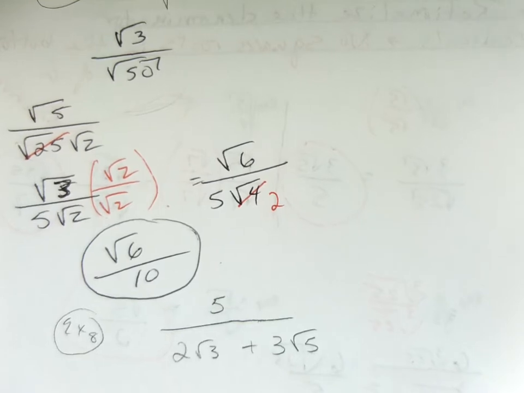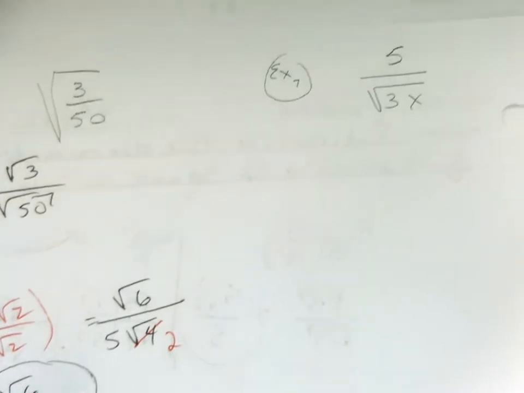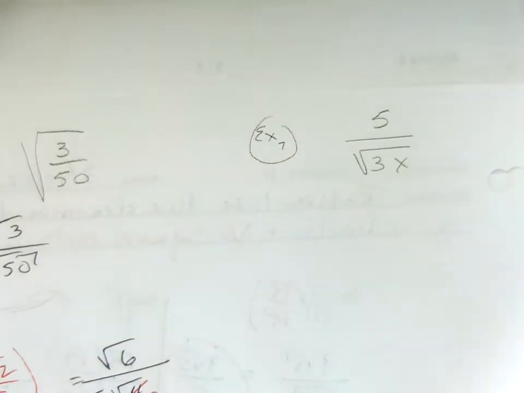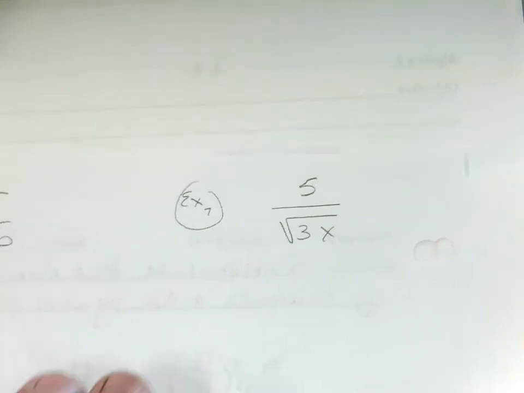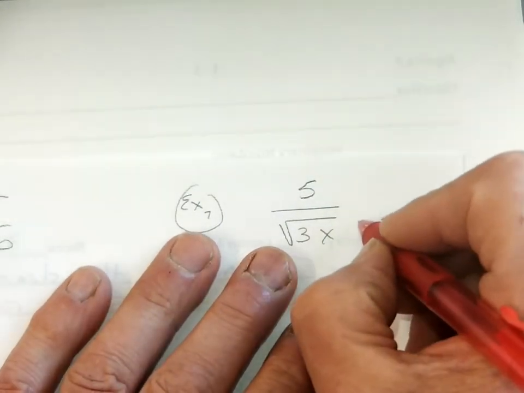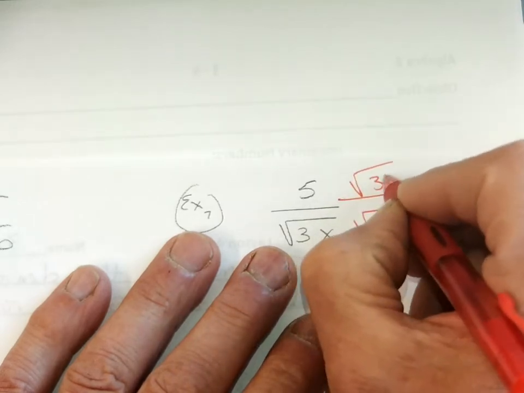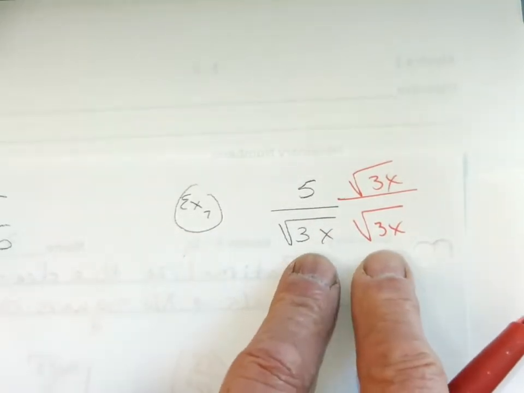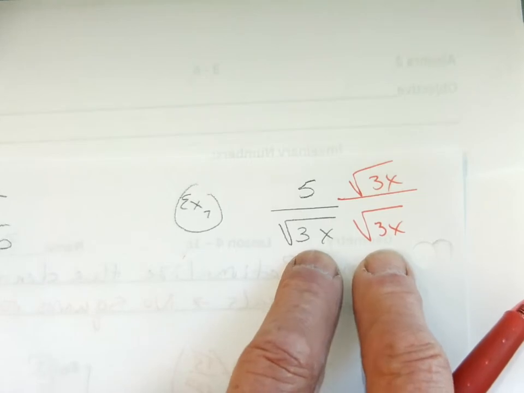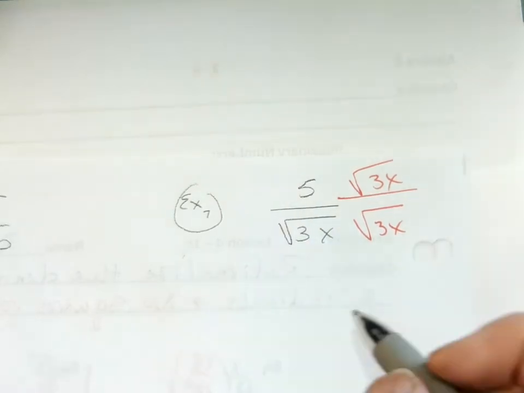Okay, good. All right, example 7. It's the same process except if we have an x. That's okay. So watch this. I'm going to multiply by the square root of 3x. So I'm really multiplying it by itself, aren't I? Right? Well, let's see how that's going to help me.